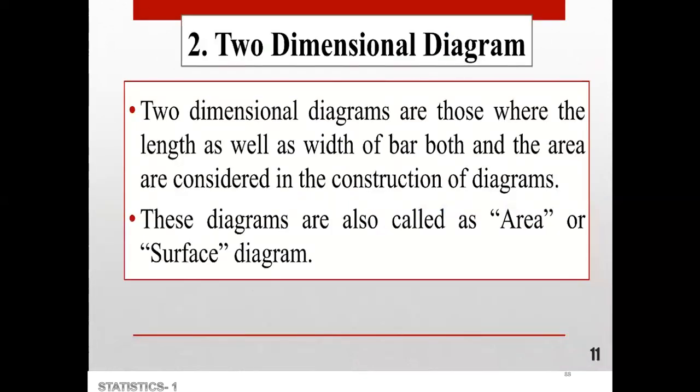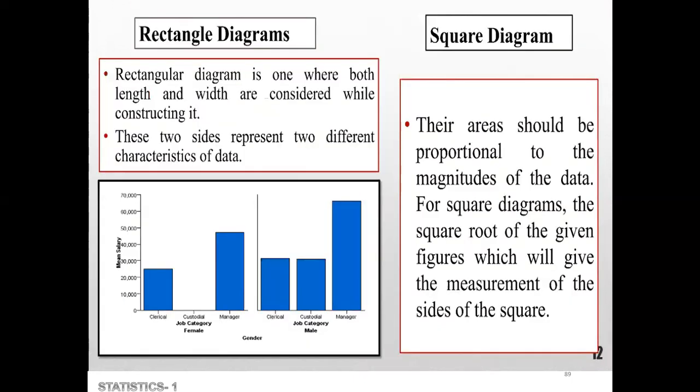So the next one is the two-dimensional diagram. Two-dimensional diagrams are those where the length as well as the width of the bar, and hence the area, are considered. That is, the length and breadth of the bars are taken into consideration. These diagrams are also known as area diagrams or surface diagrams. Here we have a rectangle diagram. A rectangle diagram is one where both length and width are considered while constructing it. These two sides represent two different characteristics of the data.